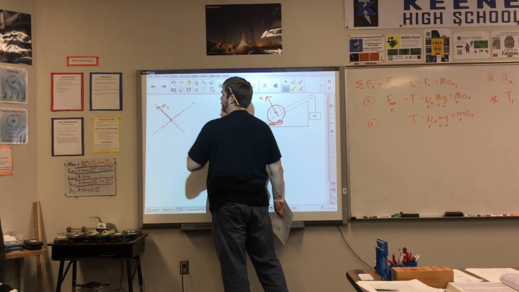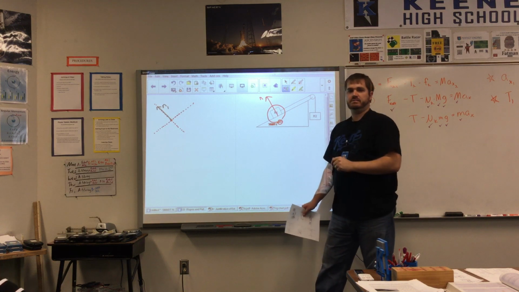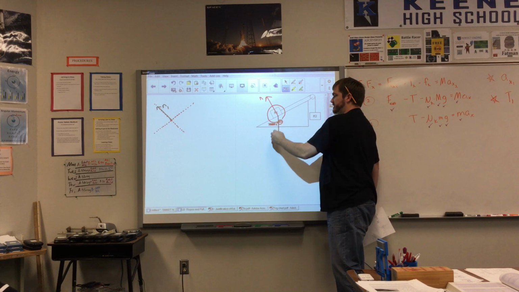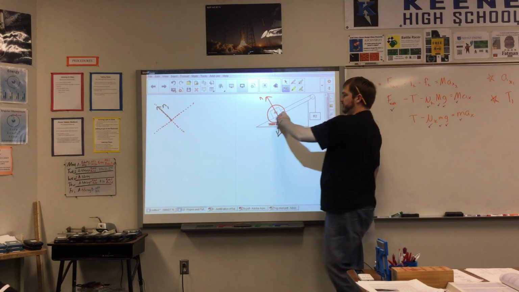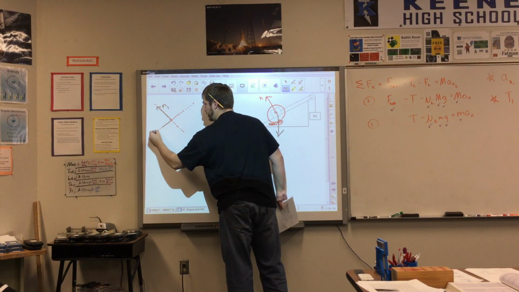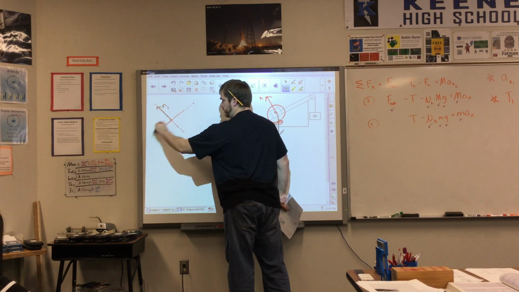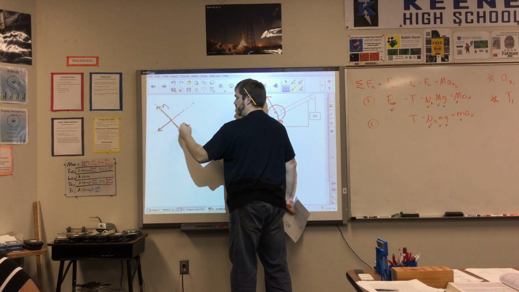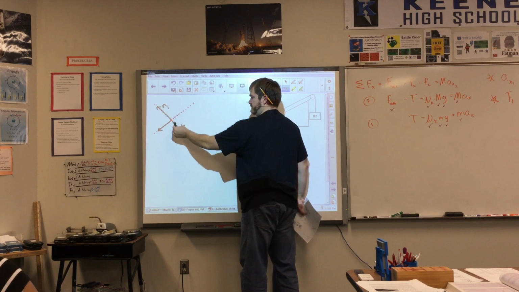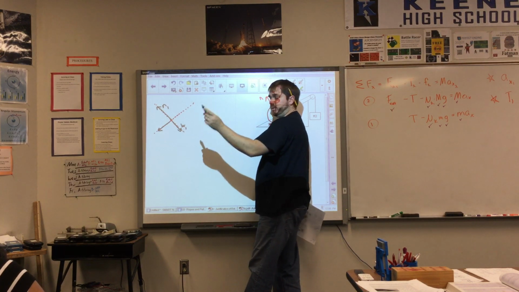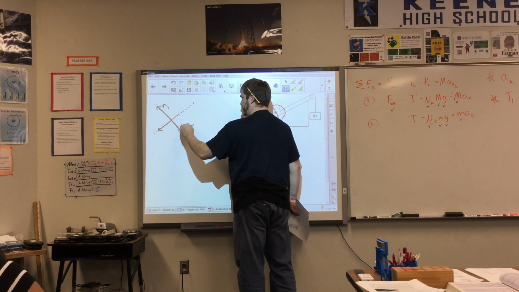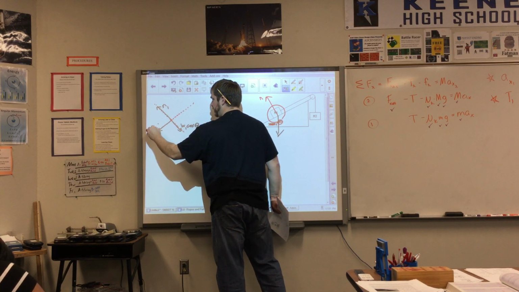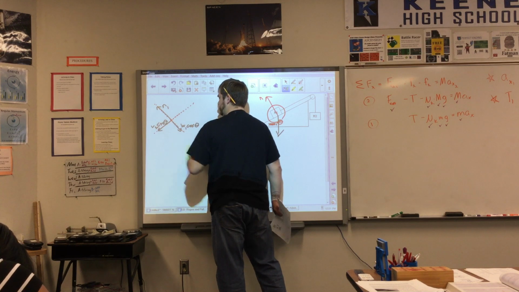I've got normal 1. Keep going. What else do I have? Weight. Now normally weight is going straight down, but we are going to resolve that into part of the weight going down the ramp, and then the other part into the ramp. So this is weight 1 into the ramp, in the y direction, but it's not what you would normally think. So it's weight 1 cosine theta, and over here we have weight 1 sine theta.